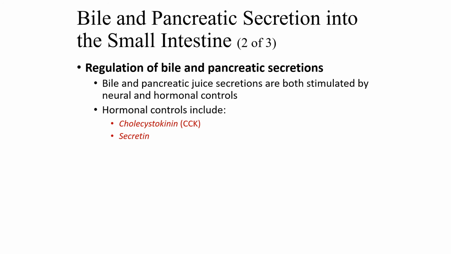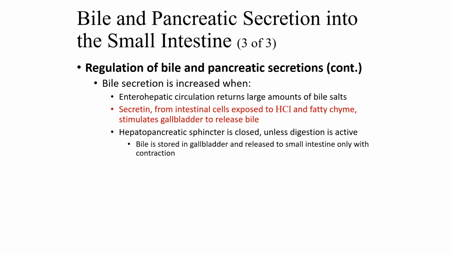The hormones that are necessary to control bile and pancreatic secretions are CCK and secretin. What's going to increase bile is the return of bile salts. Secretin is released when the duodenum is exposed to HCl and acidic chyme. It will stimulate the gallbladder to release bile. And then when the hepatopancreatic sphincter is closed, the bile is stored in the gallbladder.